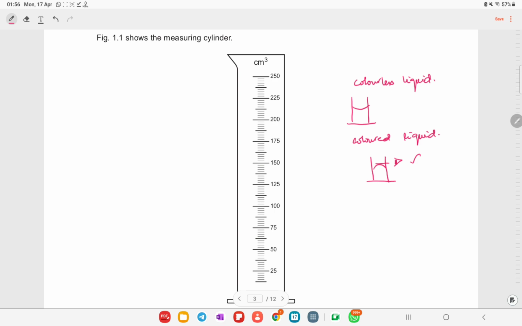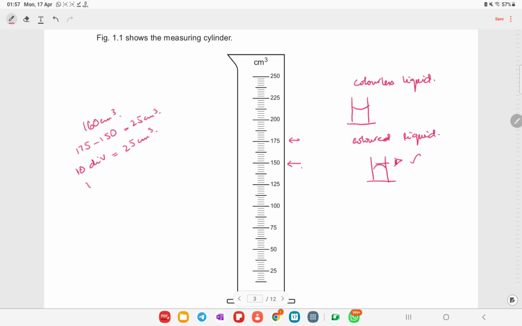So in this question what you have to do is draw the meniscus at 160 cm³, and we don't know this thing. So first of all, we have to find out the volume. It's going to be 175 minus 150, which is 25 cm³. Now count the number of lines between 150 and 175, that is basically the divisions or the markings. So 10 divisions is equal to 25 cm³.